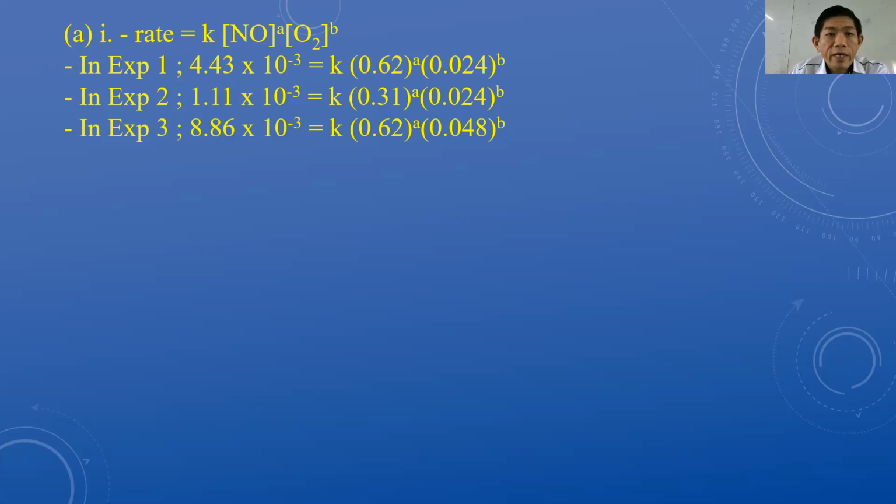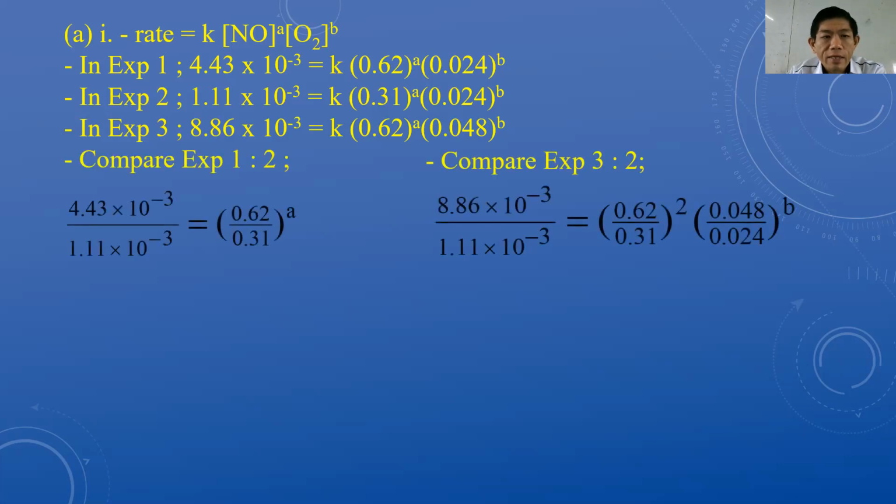So in order to get the orders a and b with respect to NO and O2, you need to compare between experiments. To get the power of a, you have to compare experiment 2 to experiment 1. And if you want to get the order with respect to b, which is O2, you compare experiment 3 to experiment 1. So this is the comparison that you do.